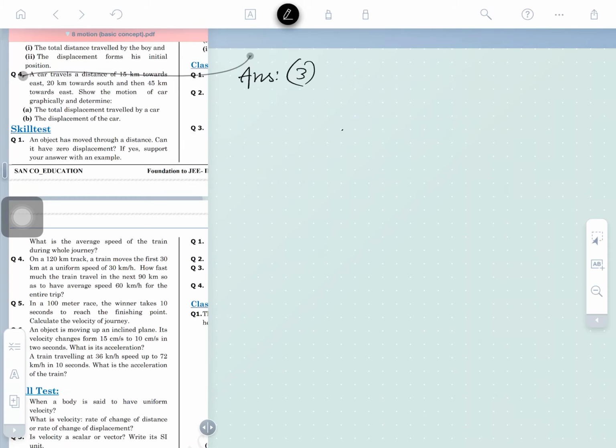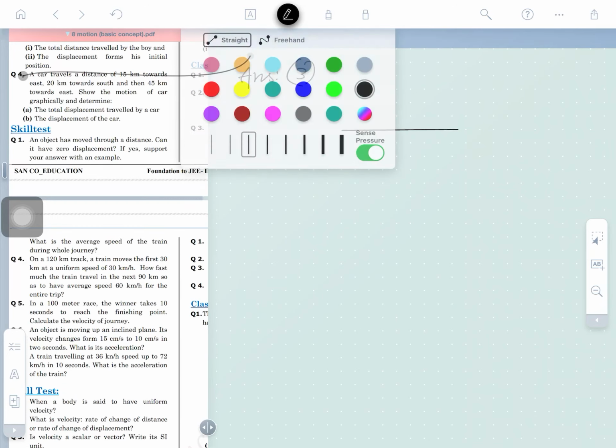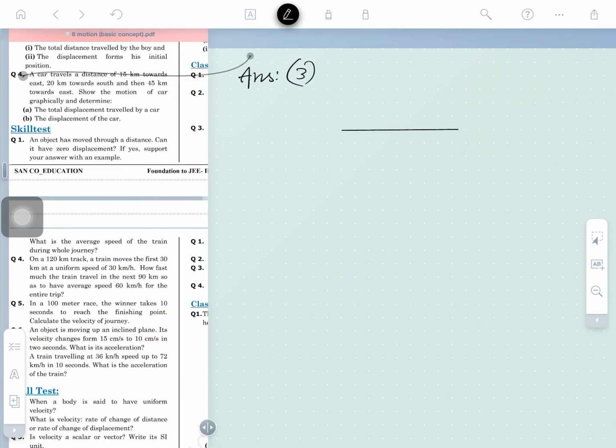So from here you will go 15 kilometer east. Okay. How much is 15 kilometer? Then there's a point. What is the point here? He is starting from the origin, O for origin. It's O, and it goes up to 15. This is the east direction.